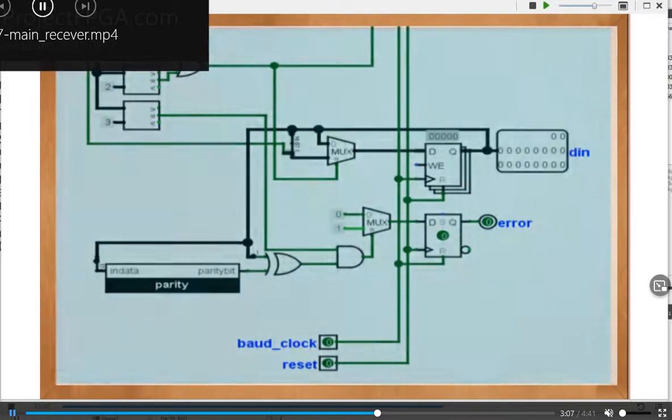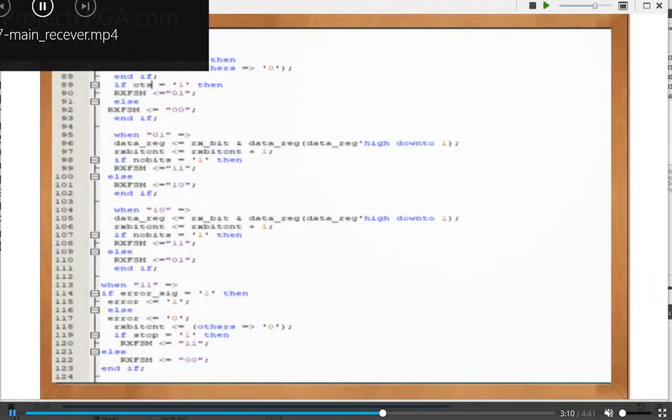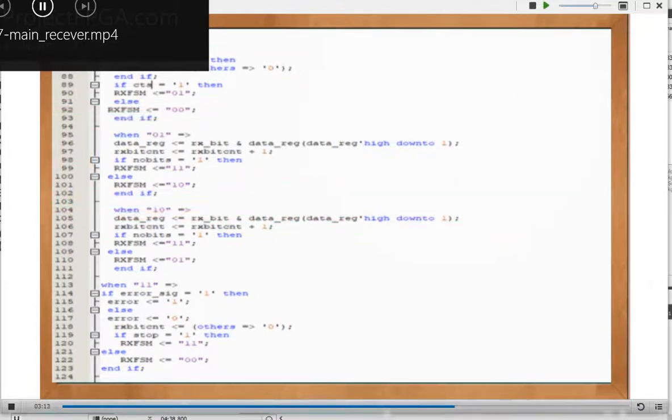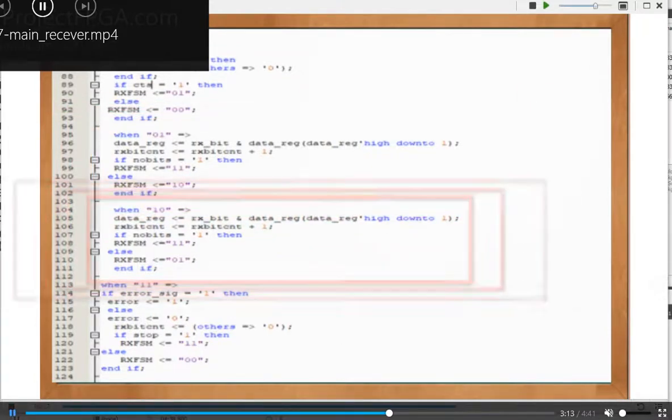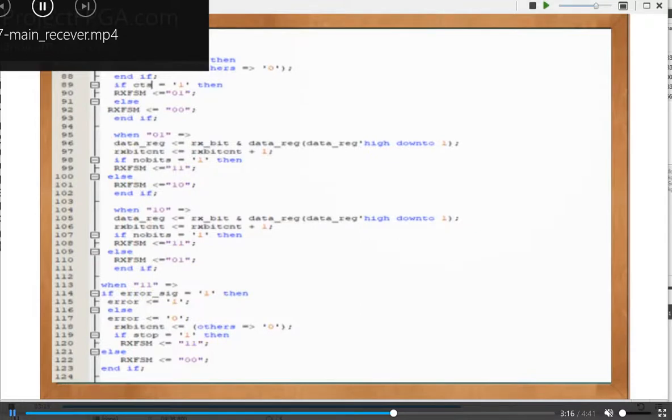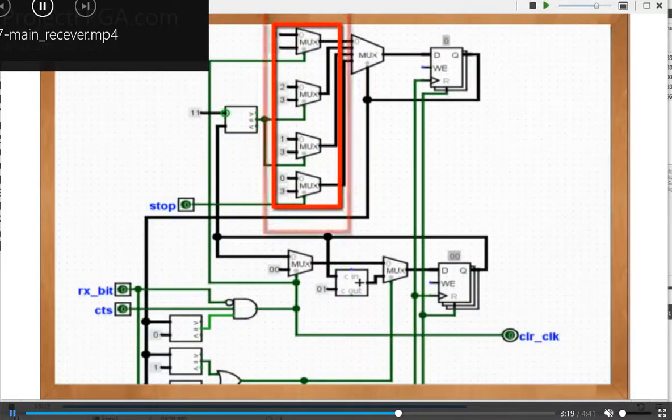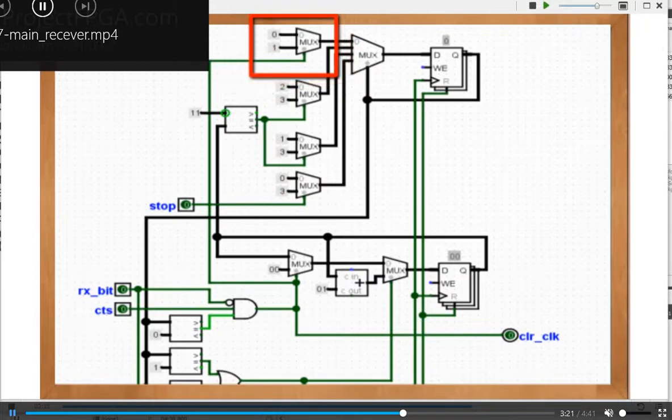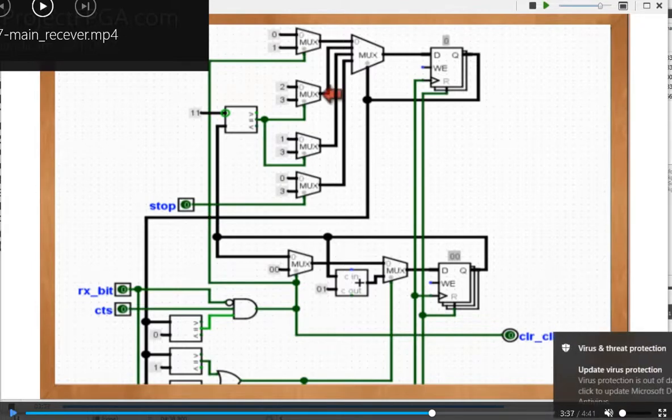Then next, the state machine. We have stage 0, stage 1, stage 2, and stage 3. This is the case statement which can be represented with a multiplexer. At stage 0 or idle stage, if the RS bit, which is usually high, receives a start bit or 0, and the CTS or clear to send signal is on, then the RS bit count register is reset so that it can start counting from 0, and then the state moves to stage 1.